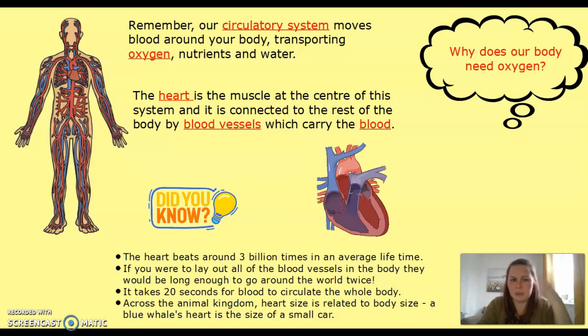So why does our body need these things? Why does our body need oxygen? We need oxygen to breathe and do everything. It gives us the energy that we need to do anything. Without oxygen, we would not be able to function.